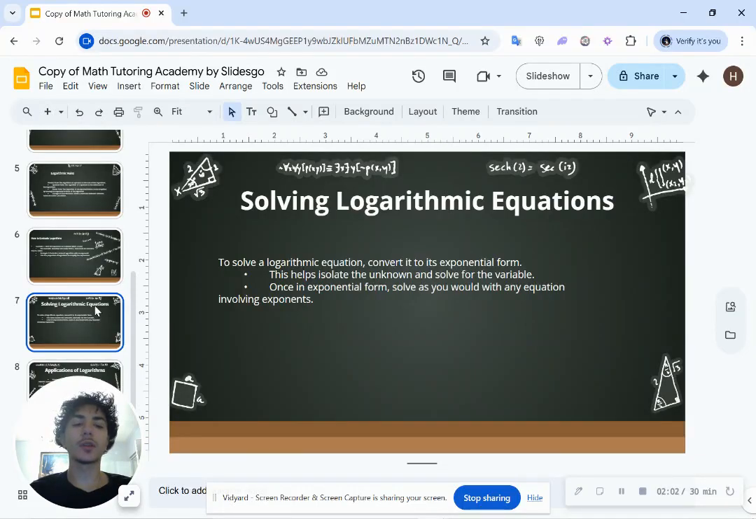Solving logarithm equations. To solve a logarithm equation, convert it to its exponential form. This helps isolate the unknown and solve for the variable. Once in exponential form, solve as you would with any equation involving exponents.